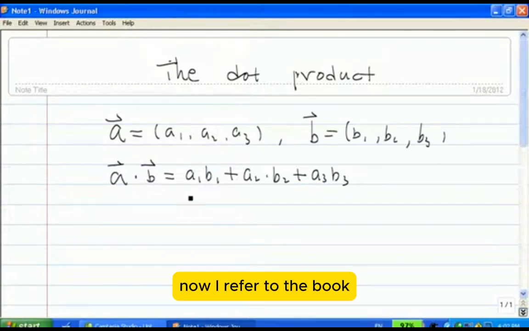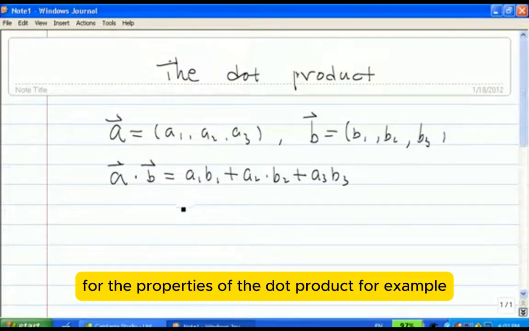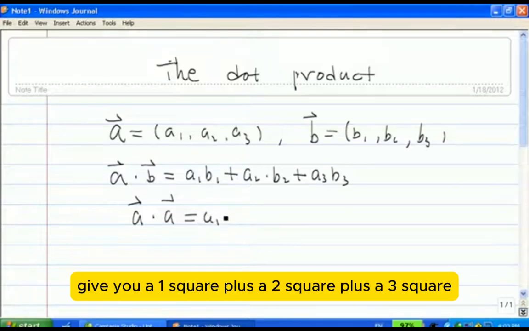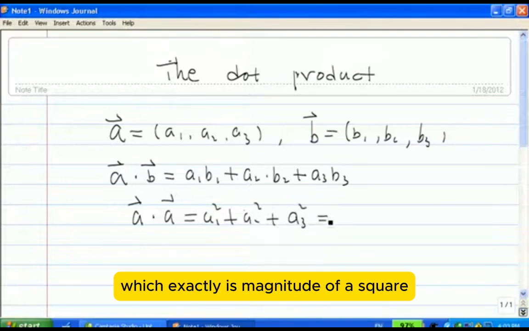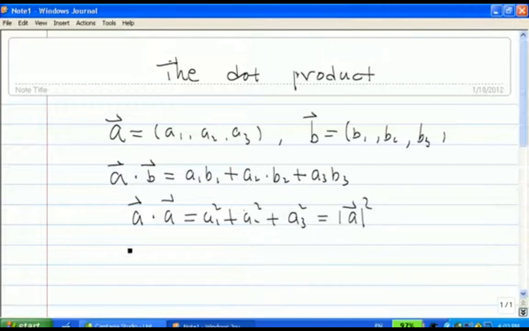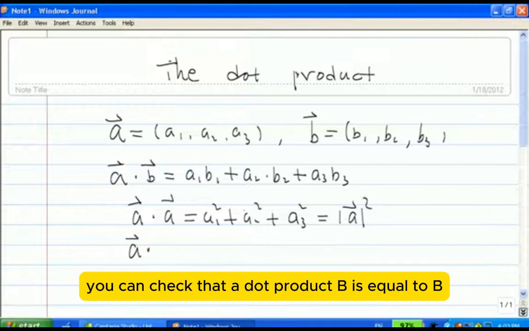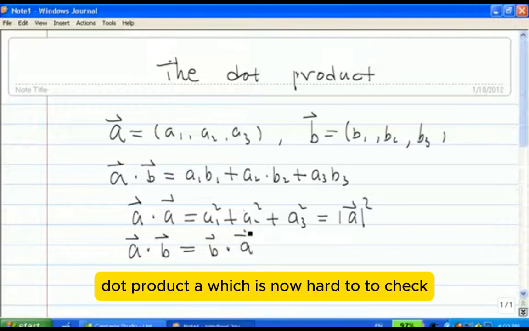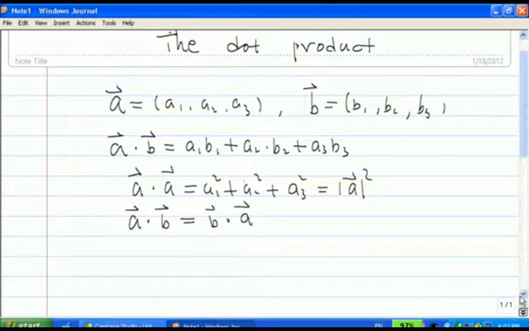Now I refer to the book for the properties of the dot product. For example, A dot product itself gives you A1 square plus A2 square plus A3 square, which is exactly the magnitude of A squared. And also you can check that A dot B is equal to B dot A, which is not hard to check.